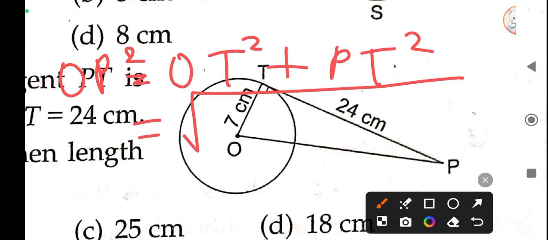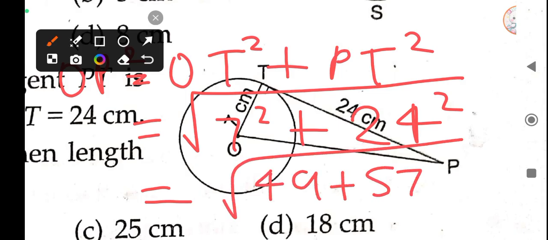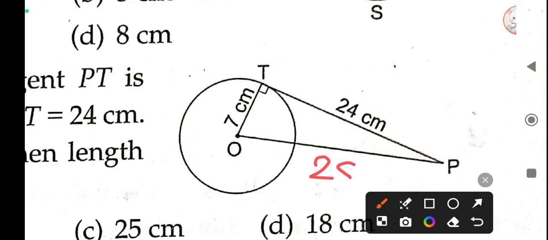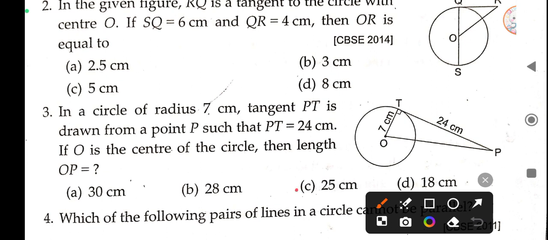Now OT value is 7, so 7 square, plus PT value is 24, so 24 square. So here we will get 7 square and 24 square, so you will get 49 plus 576, and the value will be 625, which is the square of 25. Earlier I have also mentioned that this will be 25. If you have remembered this, then you can easily find it out and easily tell the answer. So option number C is the right answer.